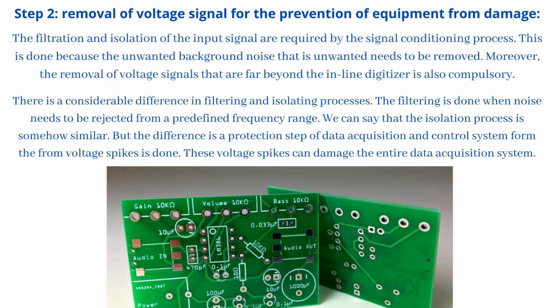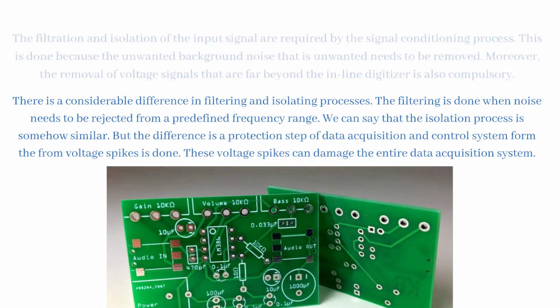There is a considerable difference in filtering and isolating processes. The filtering is done when noise needs to be rejected from a predefined frequency range. We can say that the isolation process is somehow similar, but the difference is a protection step of the data acquisition and control system from voltage spikes. These voltage spikes can damage the entire data acquisition system.